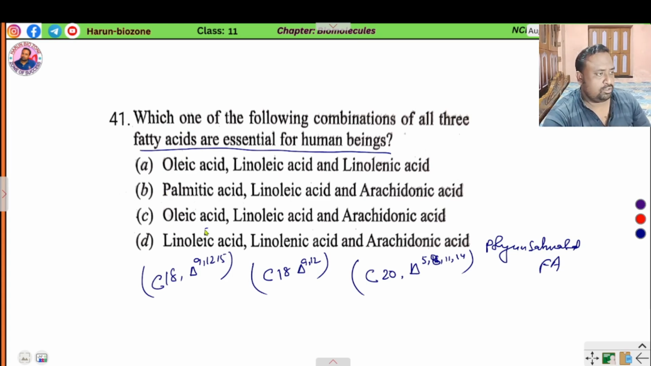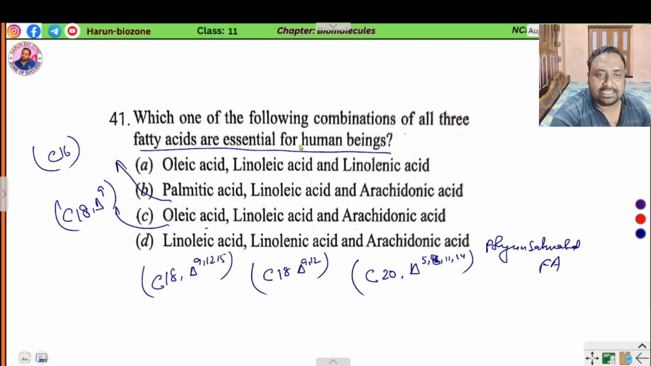Here oleic acid is a monounsaturated fatty acid, that is C18 carbon containing the double bond at the 9th carbon. Palmitic acid is a saturated fatty acid, that is C16 saturated fatty acid. So which one of the following combinations of all three fatty acids are essential for human beings? The essential means that taken by food from outside, not produced in our body, that is linoleic acid, linolenic acid, and arachidonic acid. All are polyunsaturated fatty acids. But oleic acid is unsaturated, C18 containing. Oleic acid is a non-essential fatty acid. Palmitic acid is also a non-essential fatty acid.